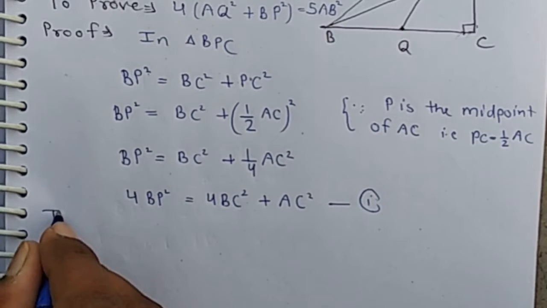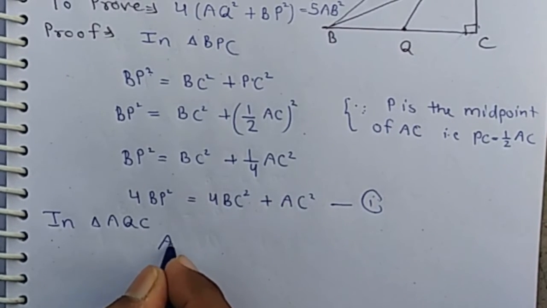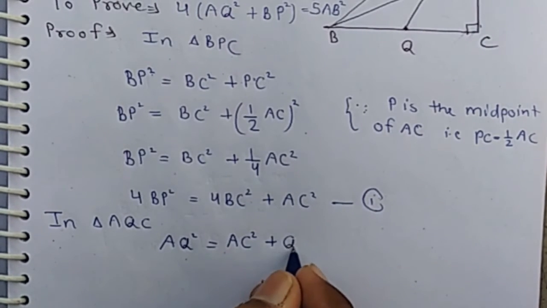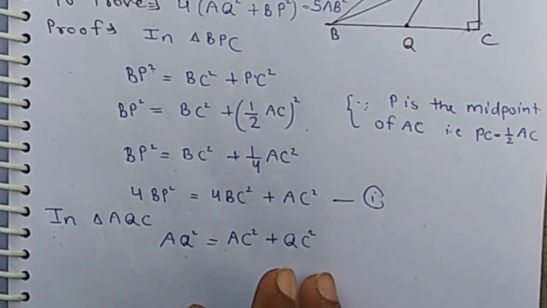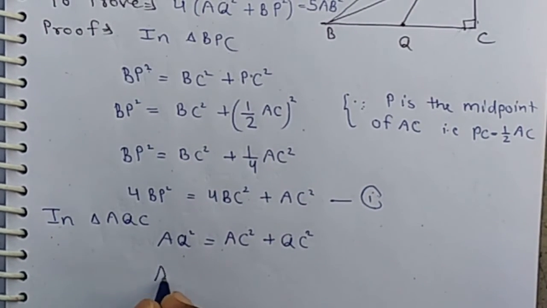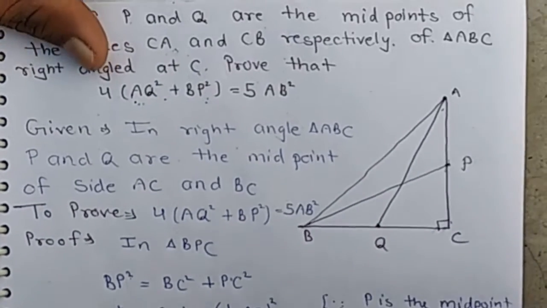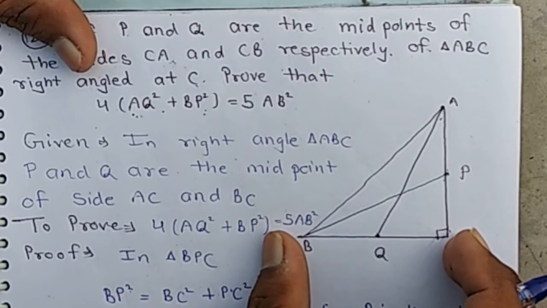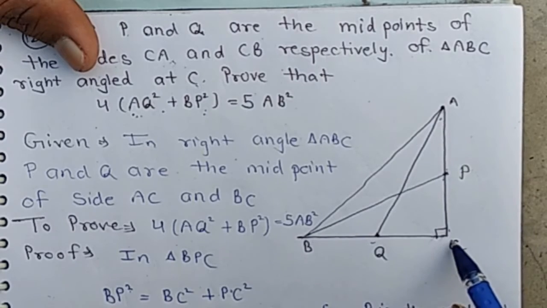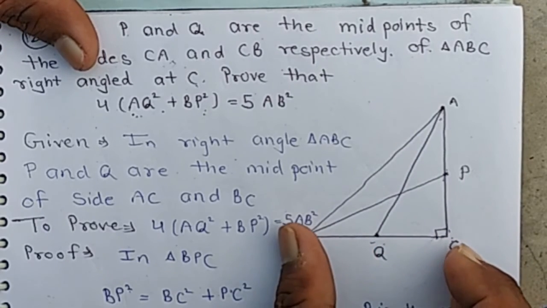AQC, AQ square is equal to AC square plus QC square, because AQC is a right angle triangle. Now QC is half of BC, so QC can be written as half BC.